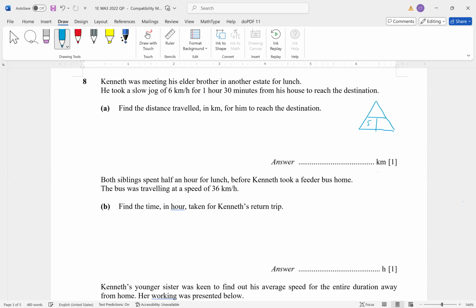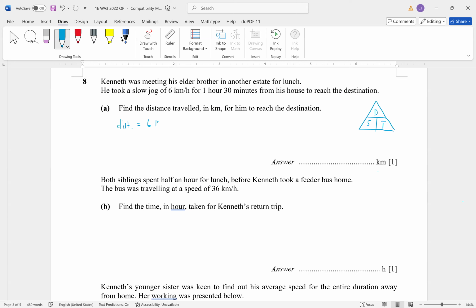Okay, so speed will be distance over time, right? Okay, so remember this triangle. So in this case, they want us to find distance traveled. So it will be speed times time, right? So the distance will be speed times time.